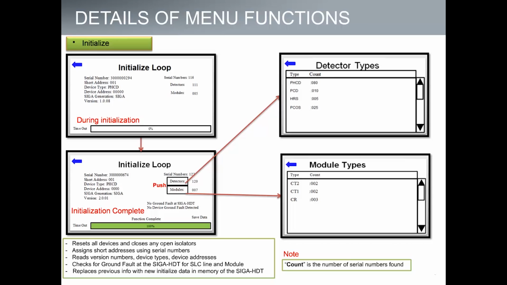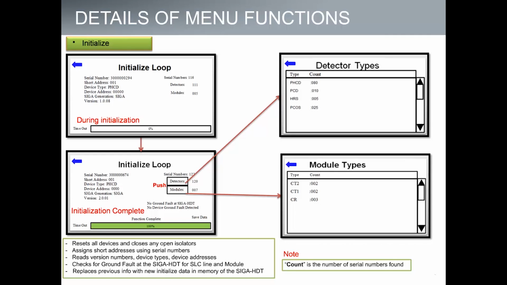If the loop has not been initialized on the SIGA-HDT, the following steps are necessary. First, perform the initialize function to build the SIGA-HDT database. The loop initialized database is then saved to the SIGA-HDT memory. Next, perform other installation functions. Every time a function is performed on the loop, the SIGA-HDT will update its database to reflect the information from that function.